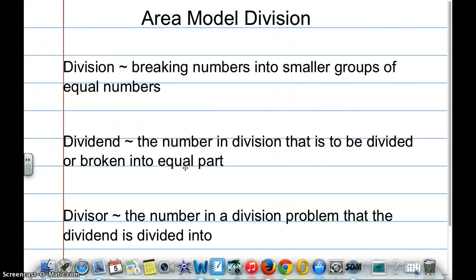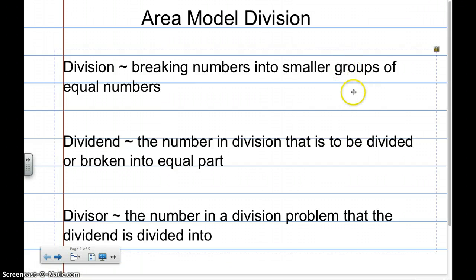If you have any questions, you can always go back to your teachers and ask them. Please make sure you have your recording sheet in front of you. Let's go over our definitions.